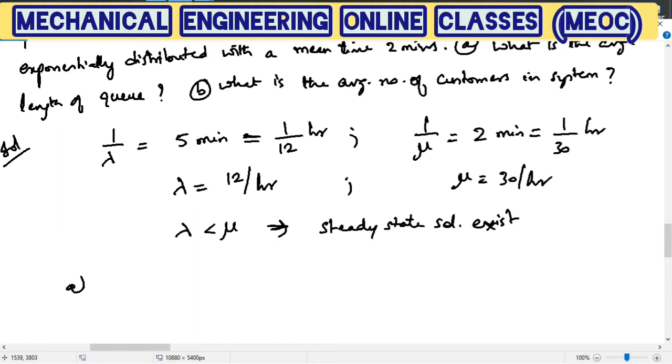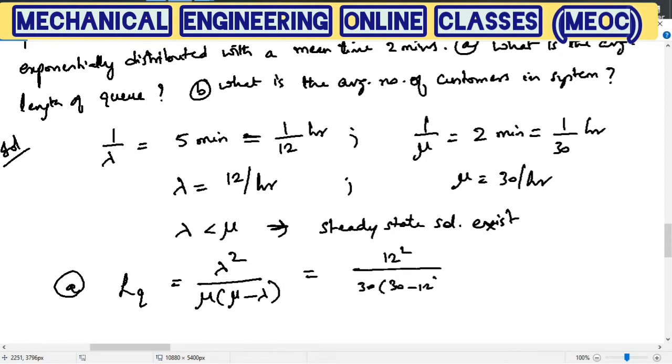What is the average length of queue? Length of queue is denoted as LQ, and LQ is given by the formula lambda square by mu into mu minus lambda. We know the value of lambda, we know the value of mu. If you substitute it here, we have 12 square by 30 into 30 minus 12. This comes out to be 0.266, or even without a calculator you get around 4 by 15, which is 0.266. So that is the length of queue.